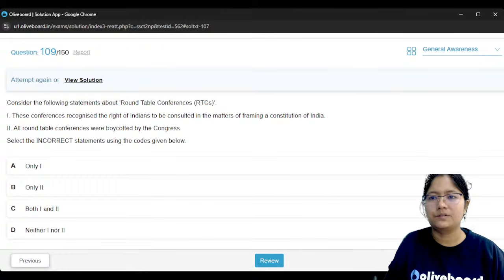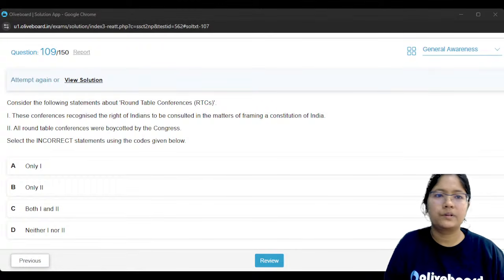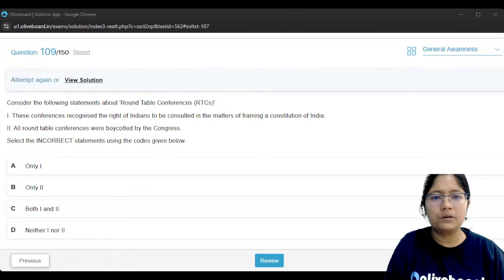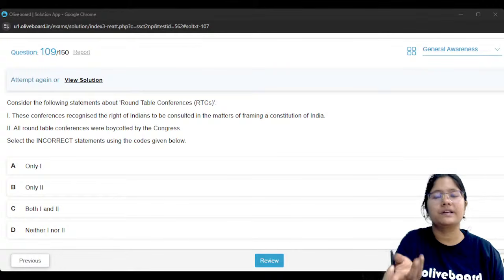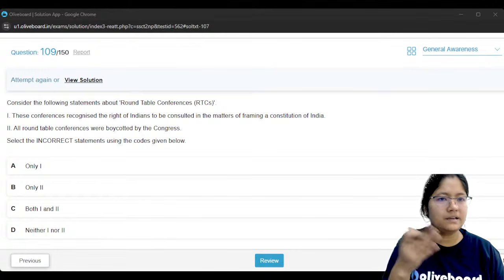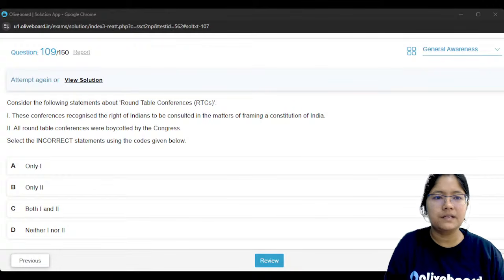Coming to the next question. Look at the next question. Consider the following statements about the round table conferences. We study the round table conferences when we study history, and there were 3 round table conferences. And then there are the standard questions for round table conferences. Here they're asking which is the incorrect statement.